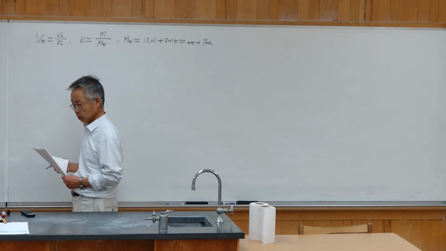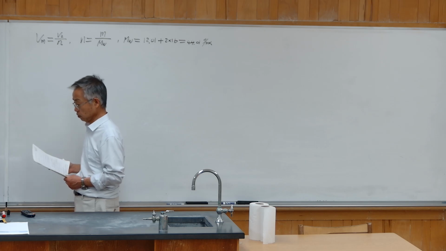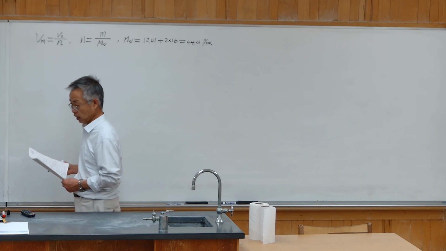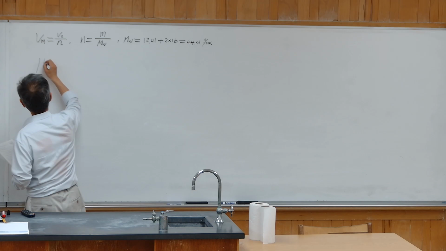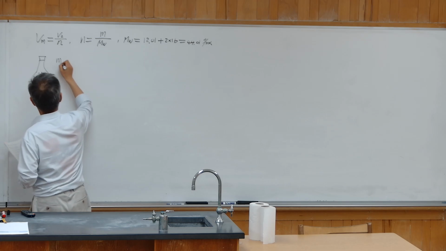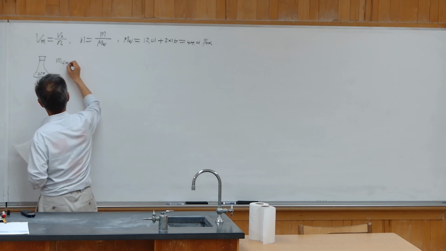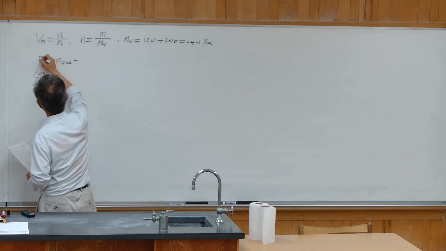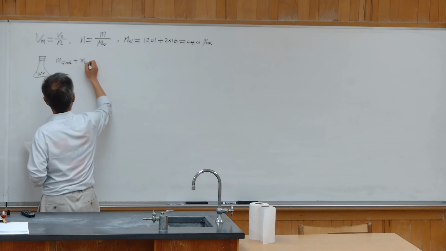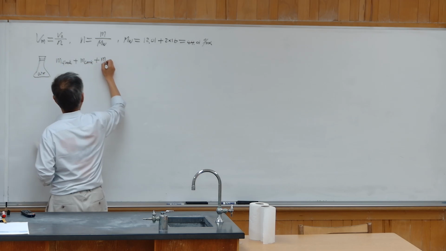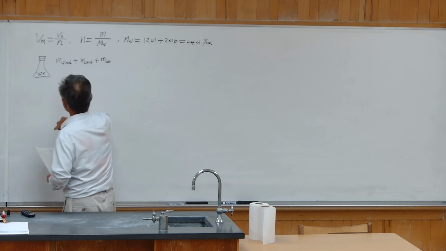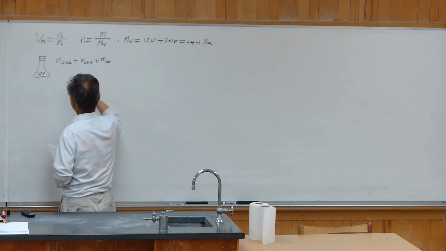And after carbon dioxide evaporates inside the flask, air will be pushed out. So initially, in the Erlenmeyer flask, you have air, and this is the mass of flask plus mass of cork plus mass of air, right? This is the first time you measure the mass.